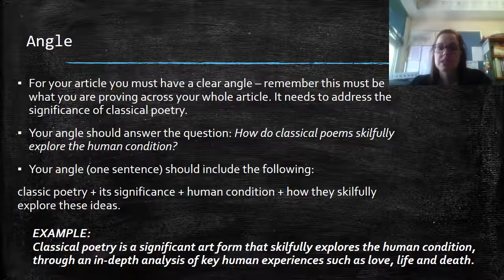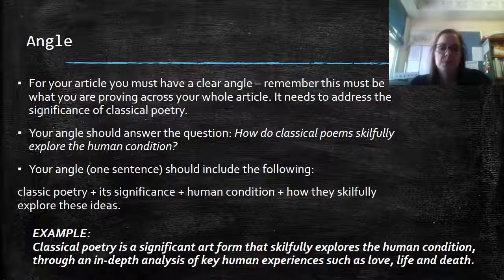As we mentioned in the example, you need to have an angle. So for your article, you must have a clear angle, and this is what you are proving across the whole article. It needs to address the significance of classical poetry. Your angle should answer the question, how do classical poems skillfully explore the human condition? Now remember, this is our practice question. So the question on the exam might have a different adjective in there. So you need to make sure that you're responding to the question on the exam paper.